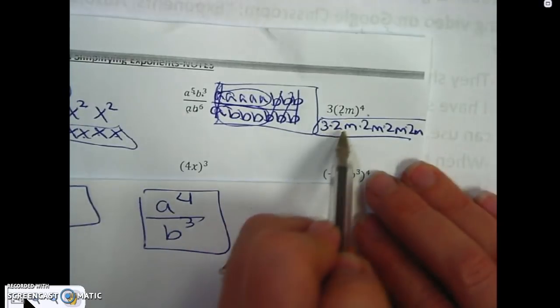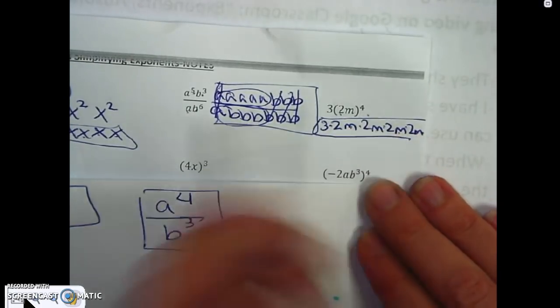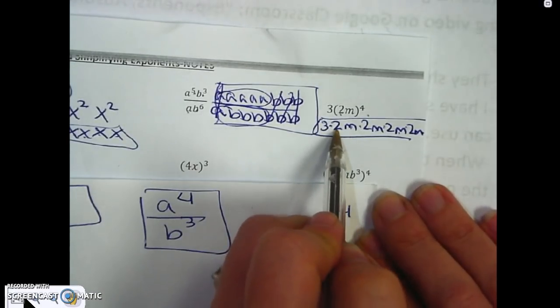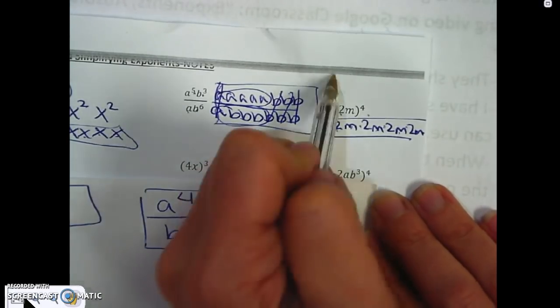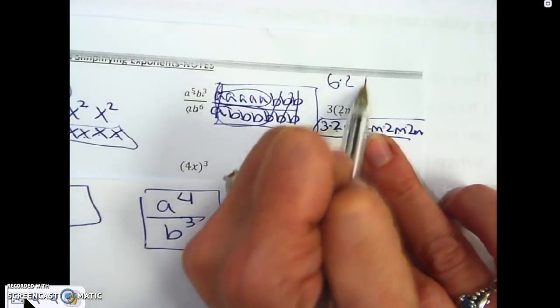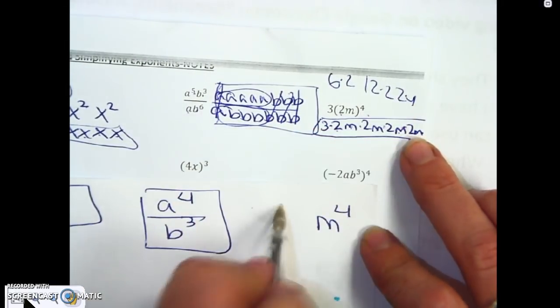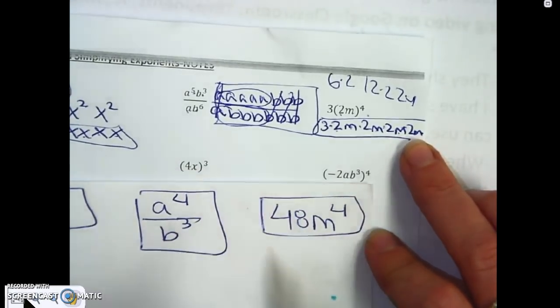This would be m, m, m, m, m to the fourth. 3 times 2 is 6. Times 2 is 12. Times 2 is 24. Times 2, 48. Simplify.